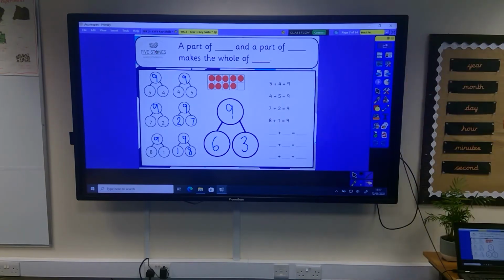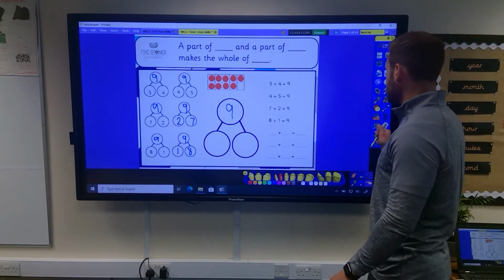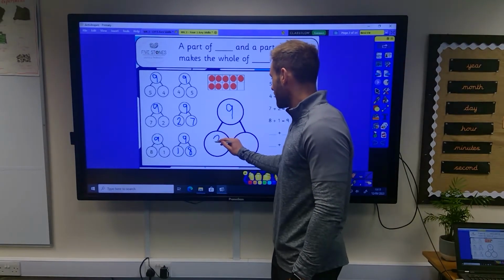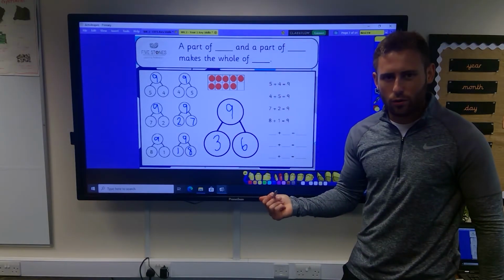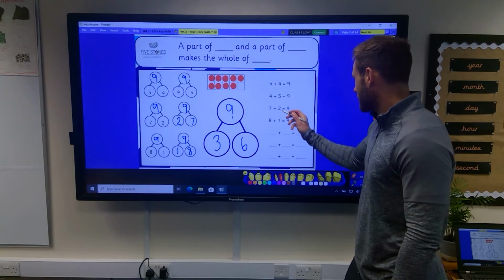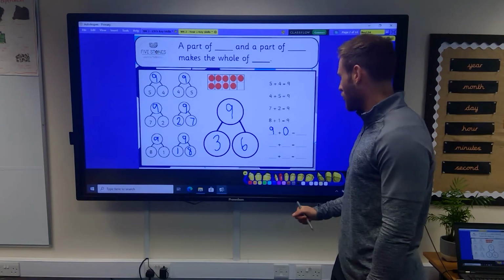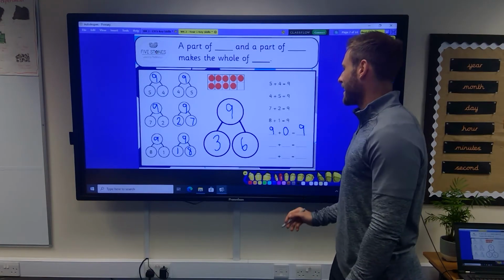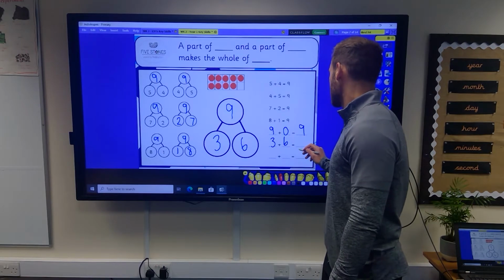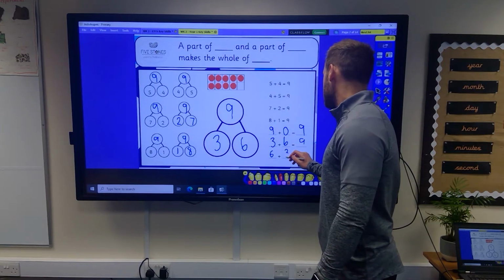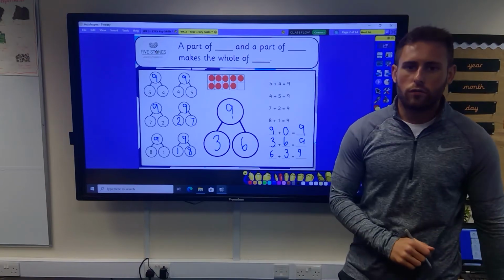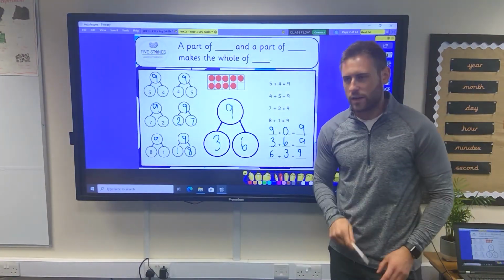Now I wonder, if I rub them out and we went again, a part of 3 and a part of 6, it's the whole of 9. Some of you might have even gone part of 9 and a part of 0 gives us the whole of 9. So well done if you managed to think outside the box and spot some of the other pairs that make that whole of 9.